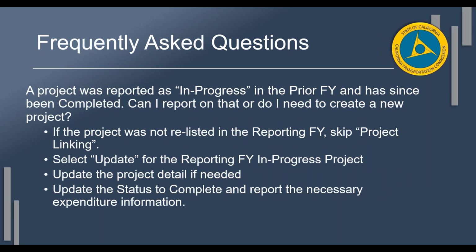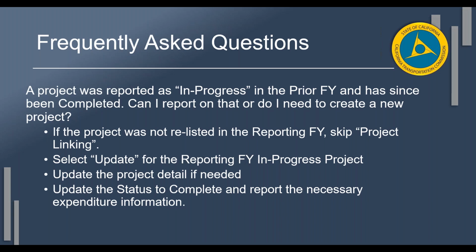A project was reported as in progress in the prior fiscal year and has since been completed. Can I report that, or do I need to create a new project? And I don't care how many times we do this and we show all of this and it's all outlined and it's already in there and you can just select and keep reporting. We get this exact same question every single time.